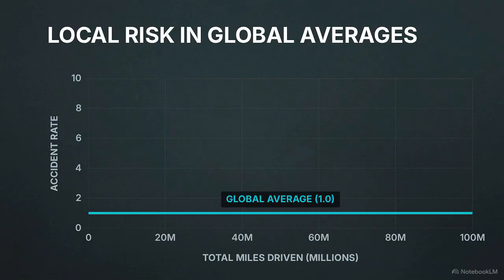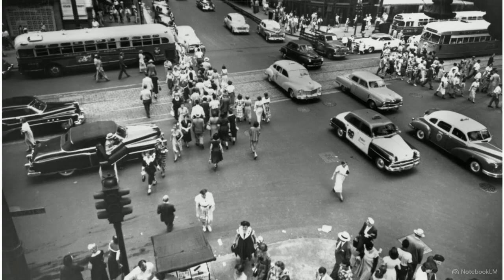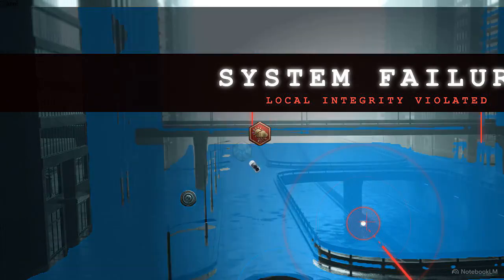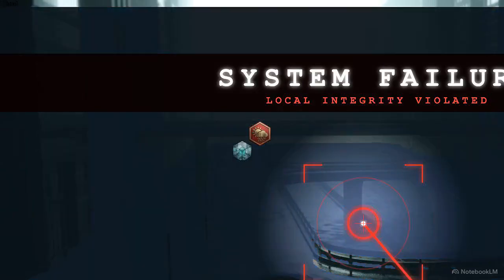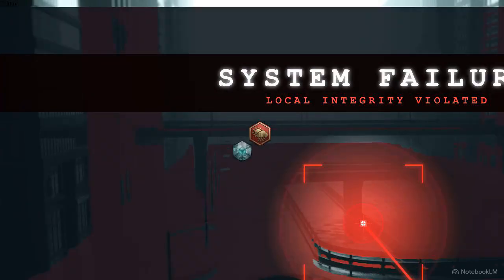A system that successfully navigates 99% of its miles can still hide devastating, hyper-localized failures. Consider a vehicle that performs perfectly on open highways, but consistently fails to detect pedestrians crossing at one specific, highly complex city intersection. This introduces the standard's concept of local integrity. The remaining risk cannot be disproportionately concentrated on specific geographic locations or placed onto vulnerable groups of people.